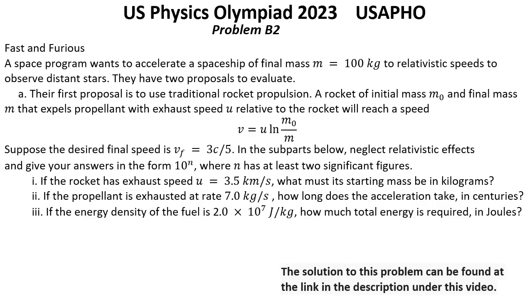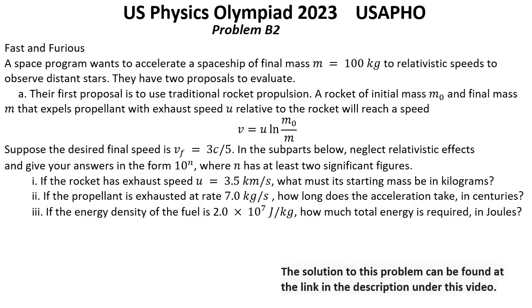Suppose the desired final speed is Vf equal 3c over 5. In the subparts below, neglect relativistic effects and give your answers in the form 10 power n, where n has at least two significant figures. Question 1. If the rocket has exhaust speed u equal 3.5 kilometers per second, what must its starting mass be in kilograms?